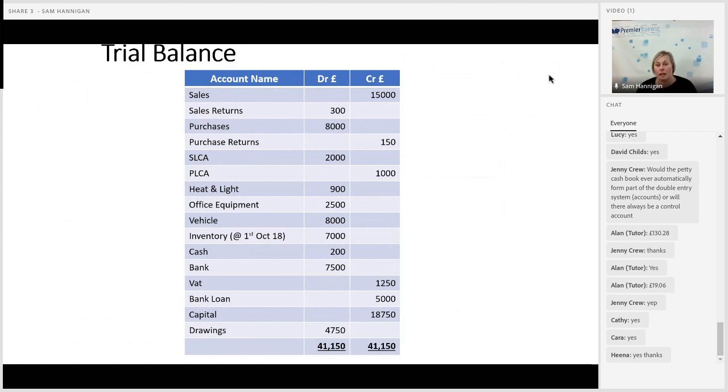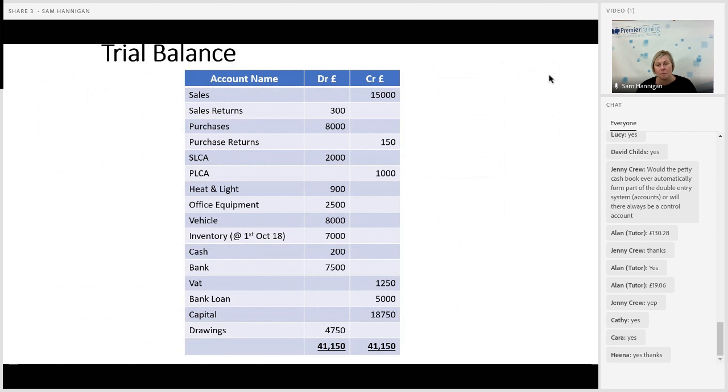Sales ledger control account's got to be a debit because it's an asset. Purchase ledger control account is a credit because it's a liability. Heat and light, office equipment expenses, debit. Vehicle is an asset, debit. Inventory, which is opening stock, is an asset, debit. As long as you've got a bank account with money in, that's a debit. Cash will always be a debit. VAT, if it's a liability, it's a credit. If the VAT man owes you money, it's a debit.